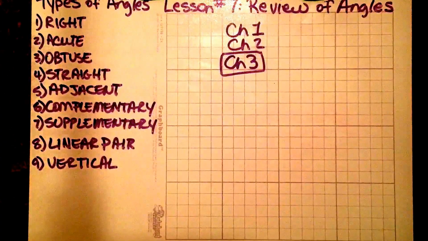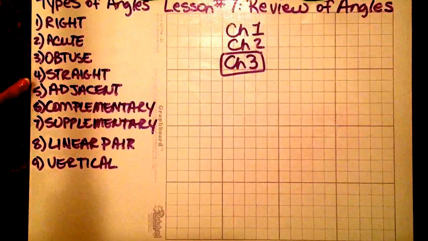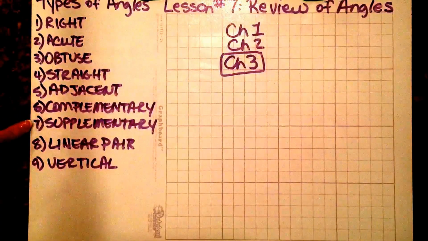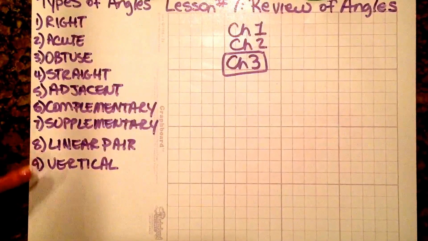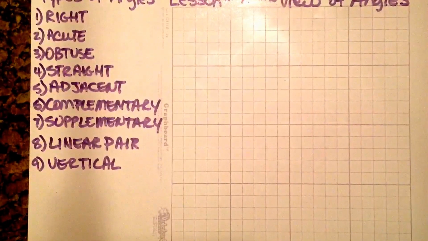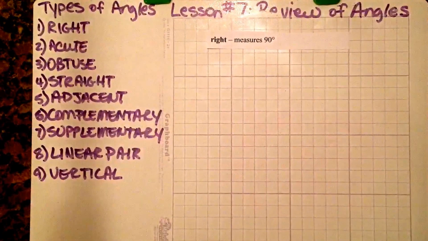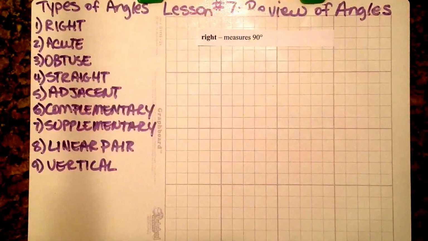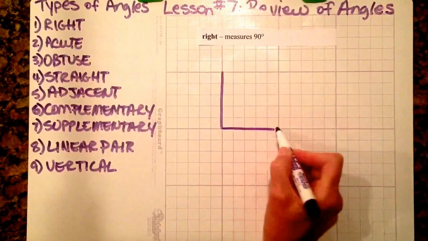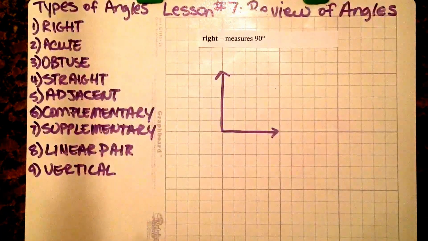And the angles I want to review are the right angle, acute, obtuse, straight, adjacent, complementary, supplementary, linear pair, and vertical angles. So I'm going to go ahead and jump right in and start with a right angle. A right angle is an angle that measures exactly 90 degrees, and it looks really like an L. The exact measure of it is 90 degrees.